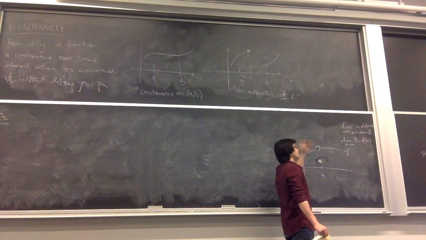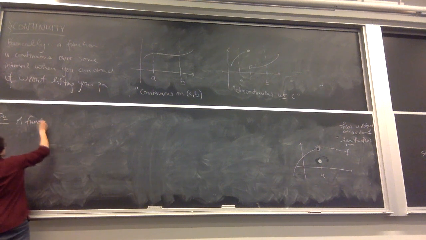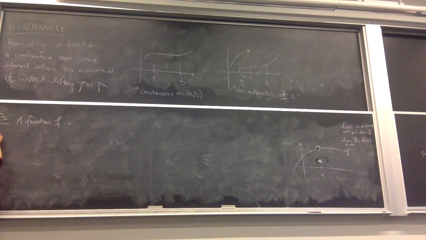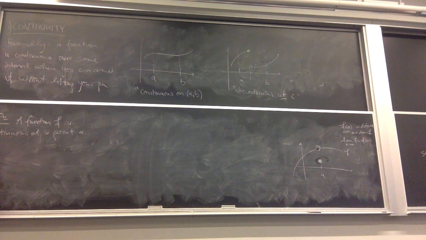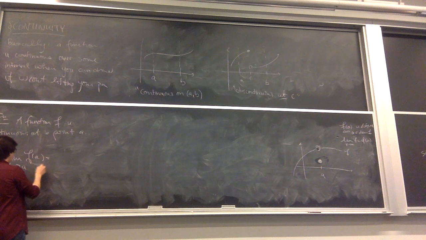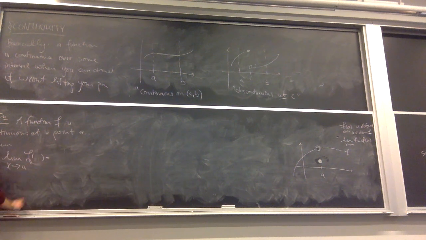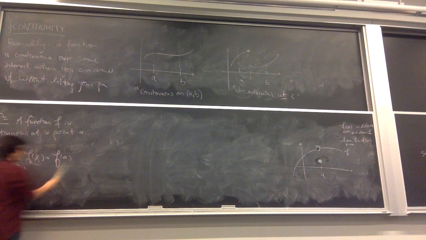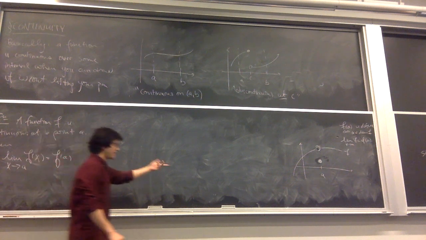So the definition that we need is that a function is continuous at a point A when the limit as x goes to A of f of x is equal to f of A. That means if I'm walking along the curve, at every point of the curve, it holds.